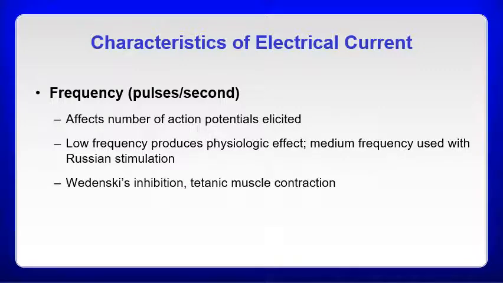Some things to look at. Again, we talk about the physiologic effect depending upon how you manipulate your frequency characteristics. You can get what's called Wedensky inhibition, and that's when you get anesthesia between the electrodes, or you can work towards getting a tetanic muscle contraction, where you get that nice strong contraction of the muscle. We'll talk about how we make those modifications based upon your treatment goals, because obviously, those two examples are two distinct treatment goals.